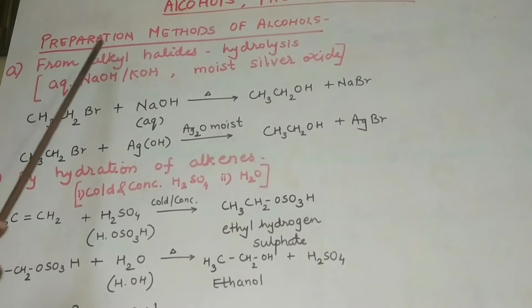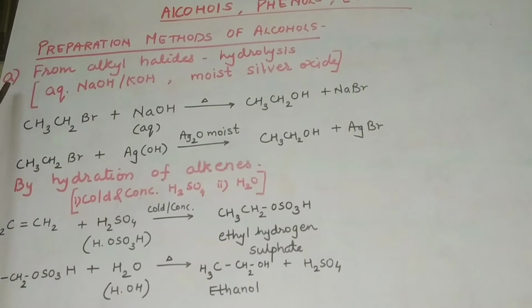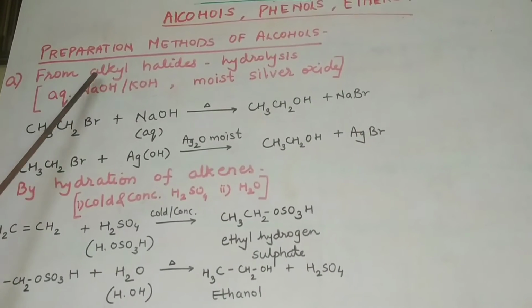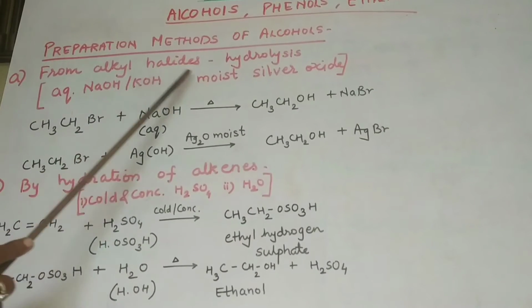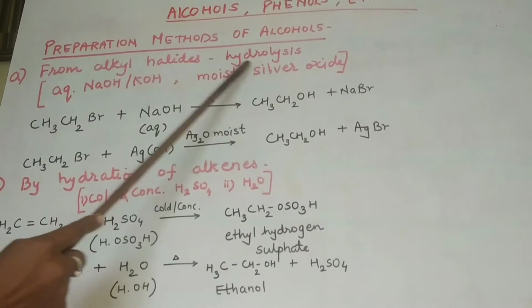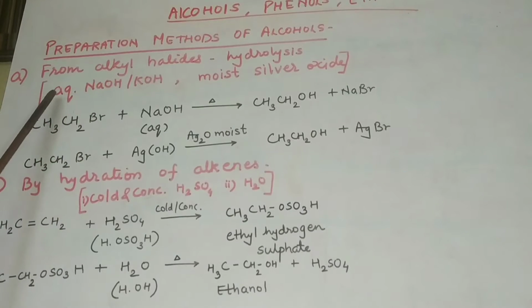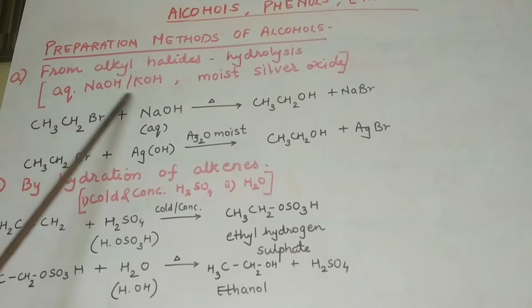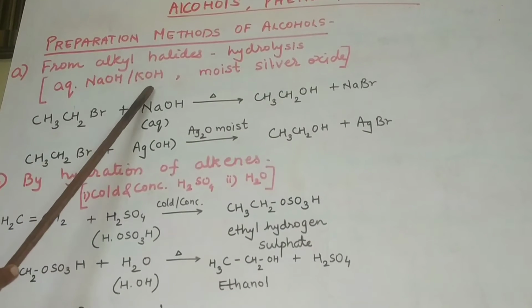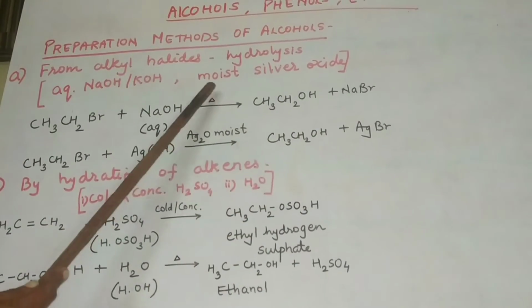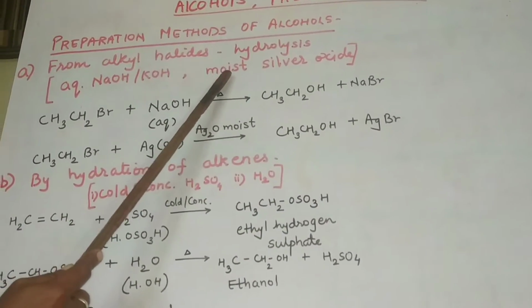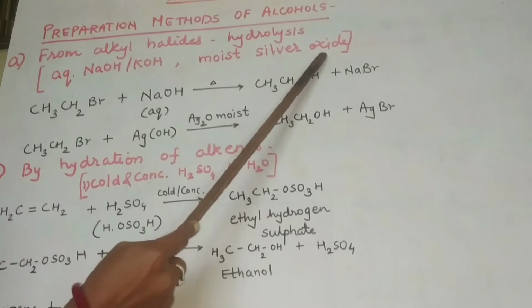Now the preparation methods of alcohols. The first preparation method is from alkyl halides. The process is called hydrolysis. Now what do we use? We are going to use aqueous base, that is either NaOH or KOH, or you can also try the reaction by using moist silver oxide.